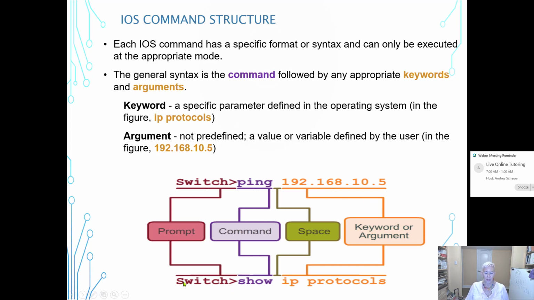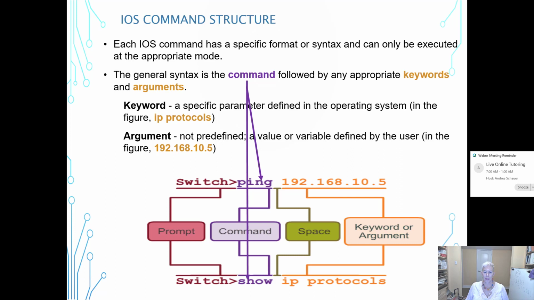Now at the bottom here is an example of using a keyword. Again, we're still on the switch. What do we want the switch to do this time? We're going to command it to show. That means I want the switch to show me something. Then I enter ip protocols. When I enter ip protocols, this is a keyword. The switch recognizes that terminology, goes into its database somewhere, grabs that information, and posts it out into the command line for me.